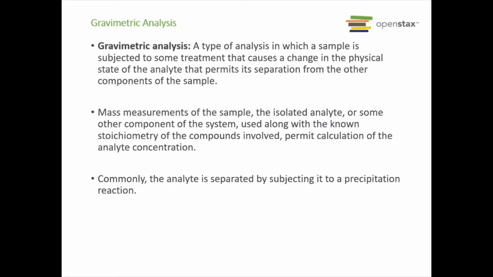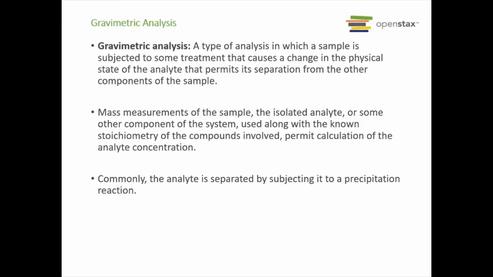So the next type of analysis is gravimetric. Okay, and this is a type of analysis where a sample gets some type of treatment that gives it a change in physical state that lets us separate it from the rest of the sample. Okay, so then maybe you take the mass of the sample or the analyte that you can then use the stoichiometry to calculate concentrations.